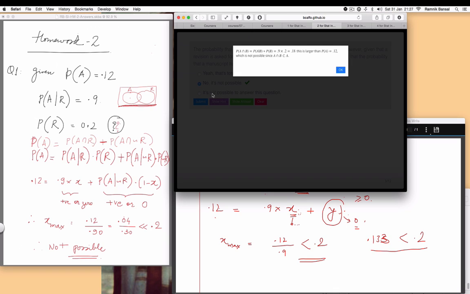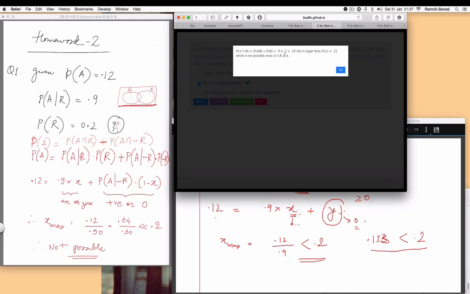Again, this is not possible. A intersection B cannot be larger than just the probability of A, right? 0.18 is larger than 0.12. Why is it bothering about 0.12? Yeah, 0.12 is the overall probability, right? So a smaller portion of A cannot be larger than 0.12, right?